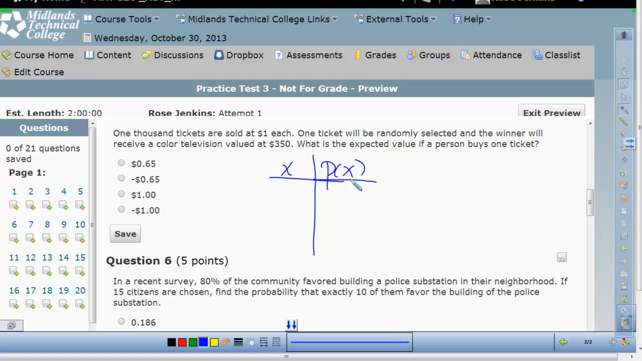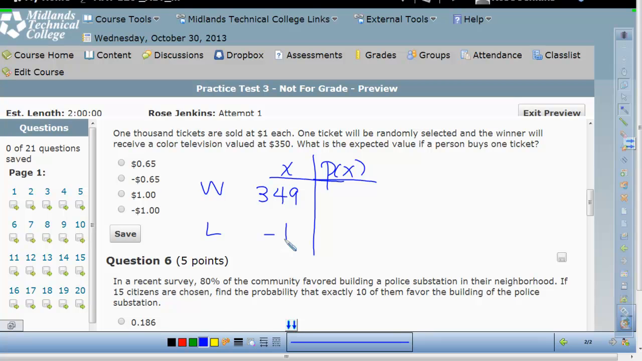What are the possible values that a person can have if they play this game? What can happen if the person plays the game? They either win or lose, okay? So if they win, they get what? Okay, a TV valued at $350, except they paid $1. So they get a value of $349. That's what they gain. Or if they lose, then what? They just lose $1. Okay?